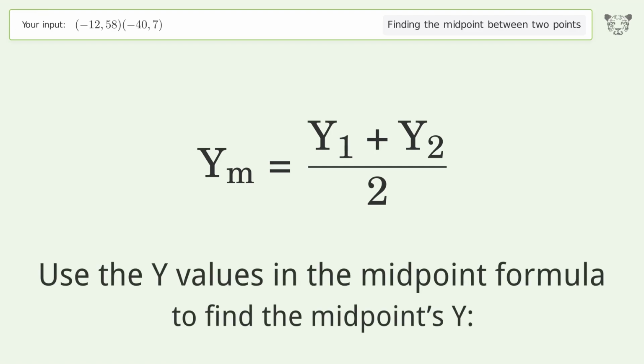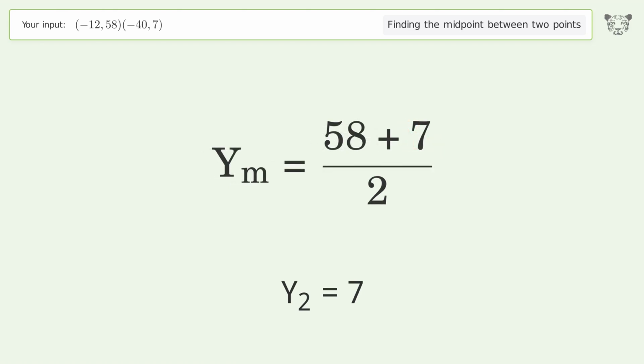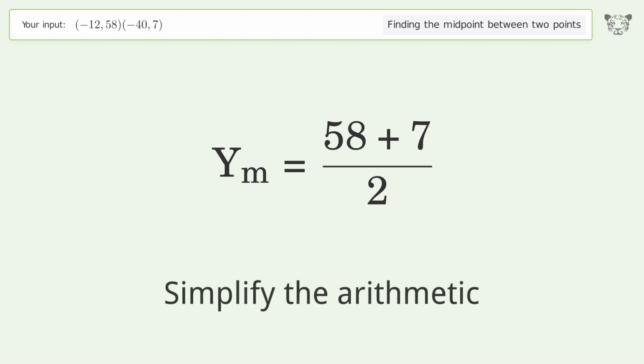Use the y values in the midpoint formula to find the midpoint's y. y1 equals 58. y2 equals 7. Simplify the arithmetic.